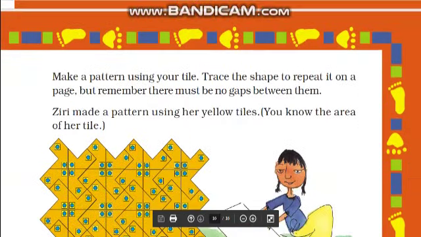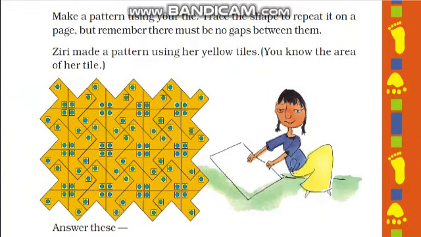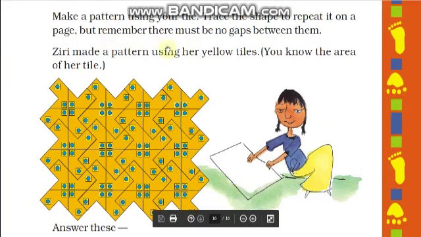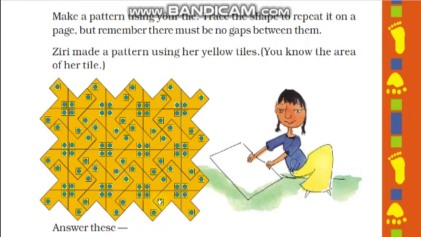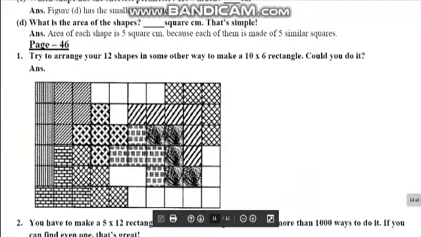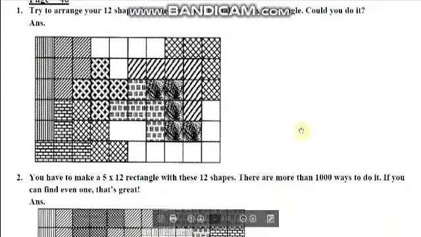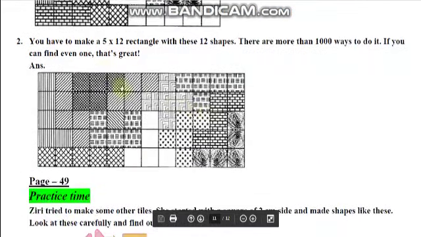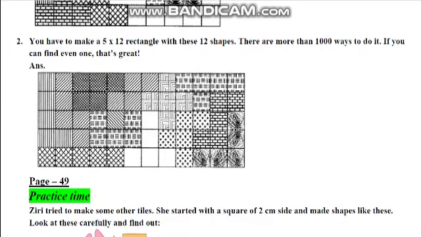You can also make your own tile. Make a pattern using your tile. Trace the shape to repeat it on a page, but remember there must be no gaps between. You can make the pattern according to yours also, but it must be in your mind that it would not be repeated. Okay, these are the solutions for the 12 shapes of making 10 into 6 rectangles, and these are the 5 into 12 rectangle with 12 shapes. Previously I had asked you to do this activity on your own. You can check your answers if you had done correctly or not.